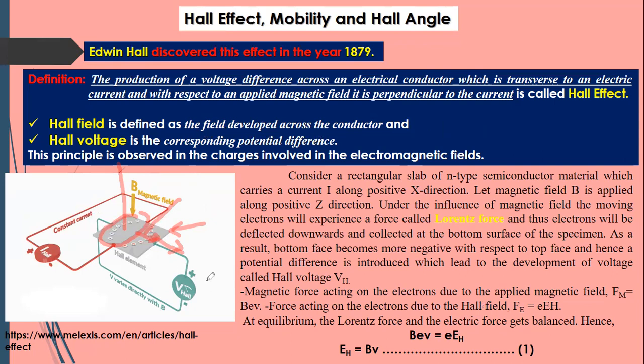Whatever potential difference we measure across the conductor after applying the magnetic field, that is the Hall voltage. Look at the figure once again, the animated figure. See carefully how the positive charge and negative charge are deflected while passing through a magnetic field. Look once again.